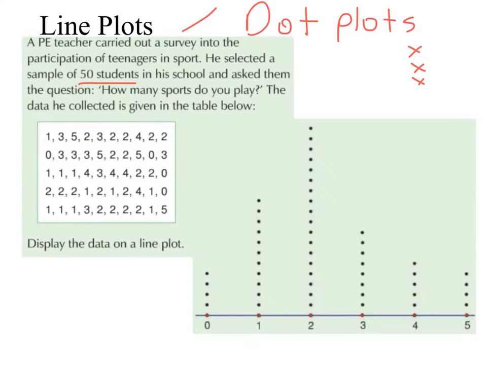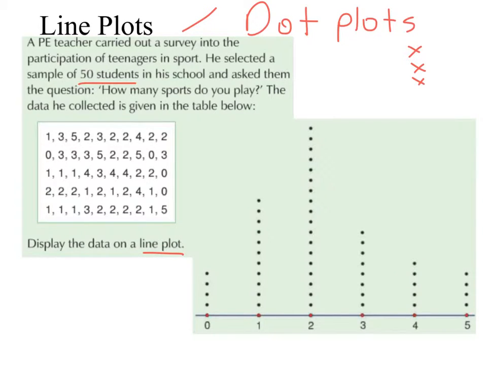So the first person he asked plays 1 sport, the next person plays 3 sports, the next person plays 5 sports, the next plays 2 sports, the next plays 3 sports, and so on. Display the data on a line plot.